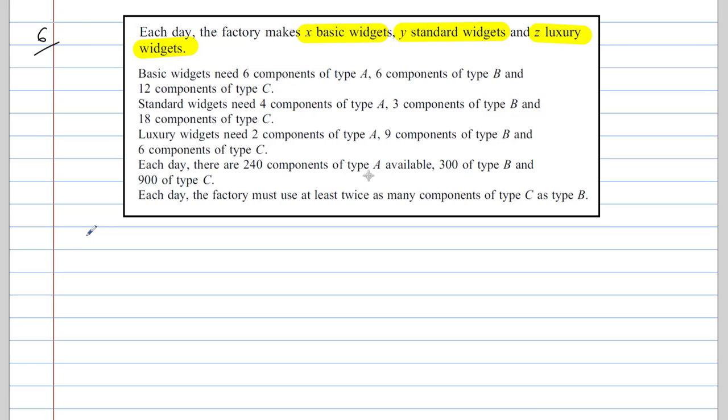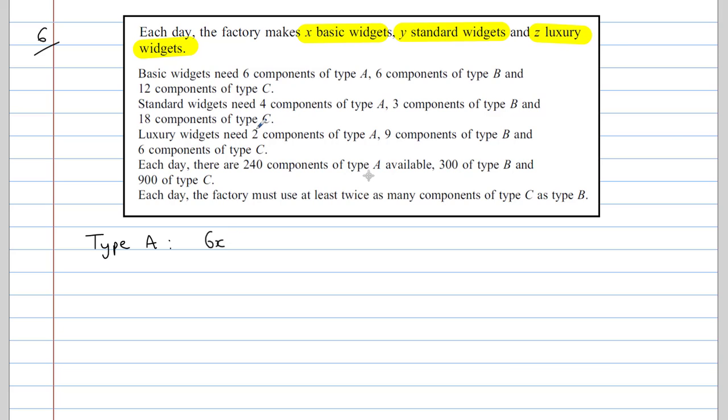The first constraint we're going to do is for the type A component. We're going to write a constraint that tells us how many type A components we're going to use. So for the basic widget, it tells us we need 6 components of type A. So to make all of the basic widgets, we would multiply 6 by the number of basic widgets we make, which is x.